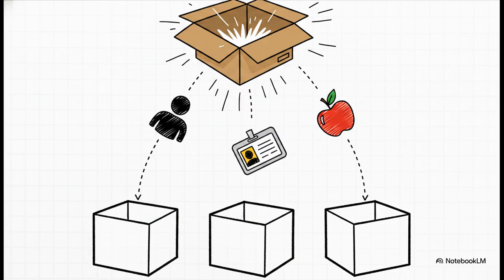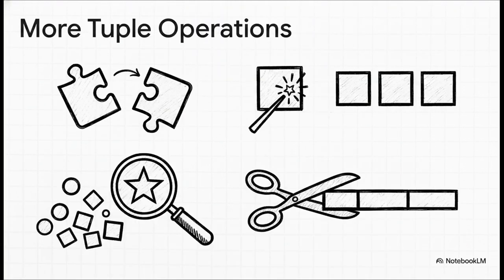Let's talk about unpacking, because this is a massively useful feature. Python lets you elegantly assign multiple variables at once from a single tuple. Say we have a record containing a student's name, their roll number, and their subject. We can assign all of that to the variables name, roll number, and subject in one single line of code. It's so clean. The only catch? The number of variables on the left side of the equal sign has to exactly match the number of elements in your tuple on the right. Plus, we can interact with tuples a lot like we do with strings.